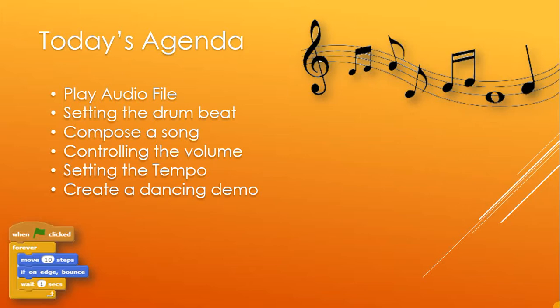So looking at the agenda quickly, we're going to look at playing audio files, how you load a file and play it, and how we can use the drum and the timings in the drum command to set a beat. We look at composing a couple of songs using the musical instrument commands. We'll look at how you can control the volume and use it to create a 3-dimensional depth effect to your sound. Also how we can set the tempo in this music, and finally, once again, creating a dance demo, putting everything that we've learned together.